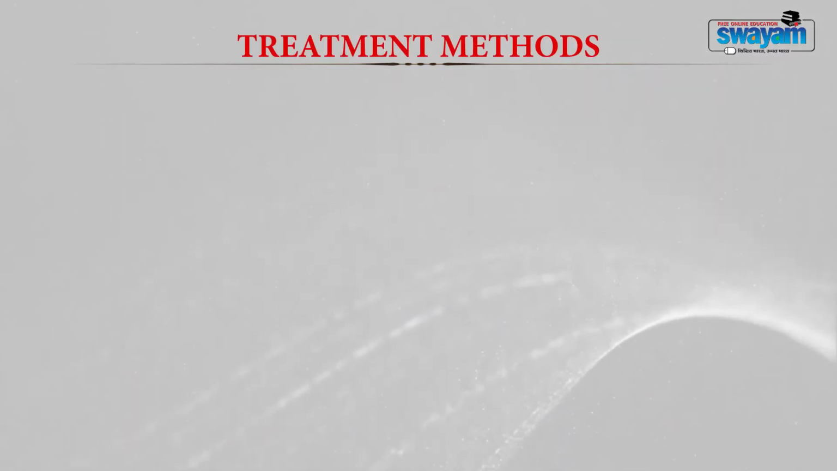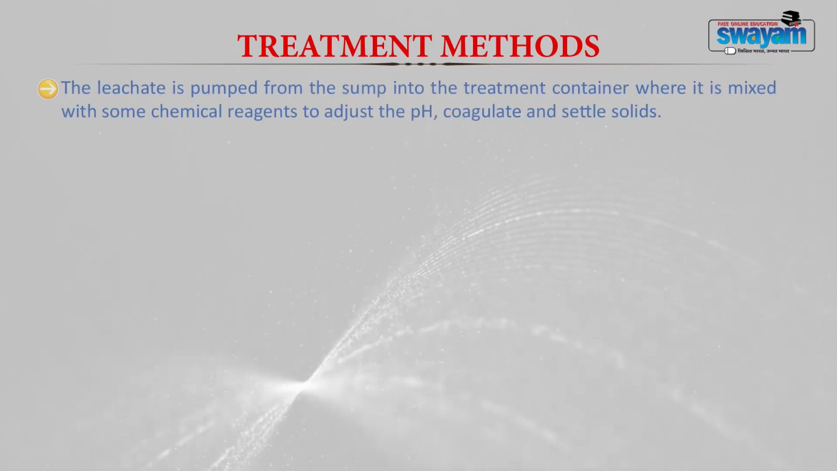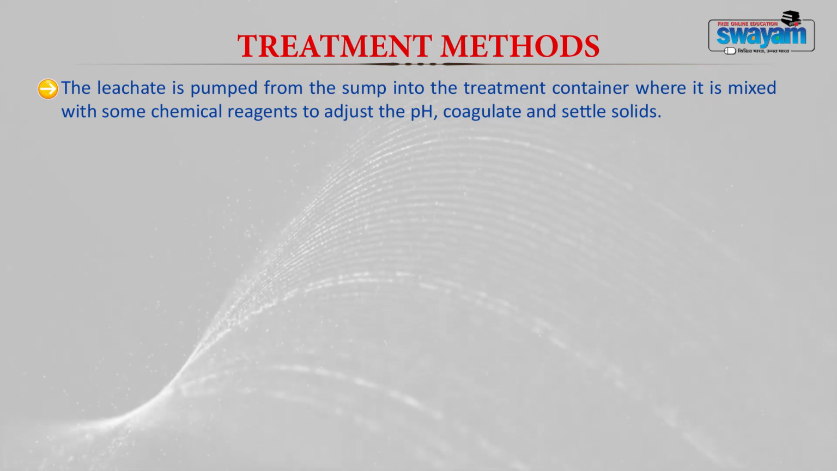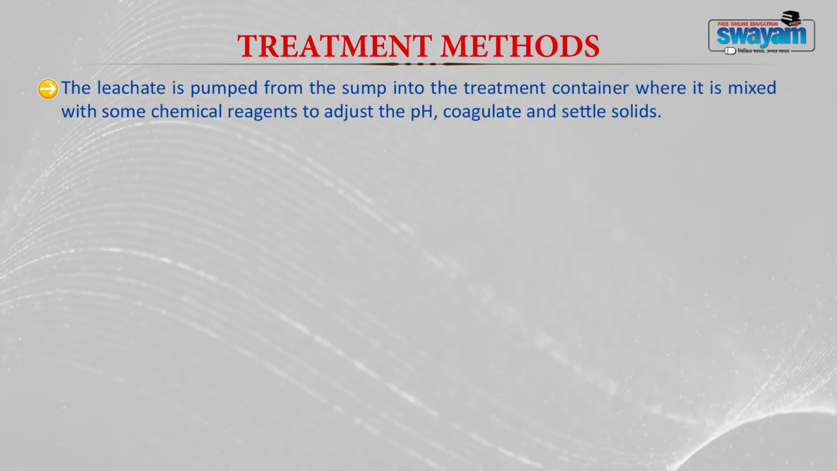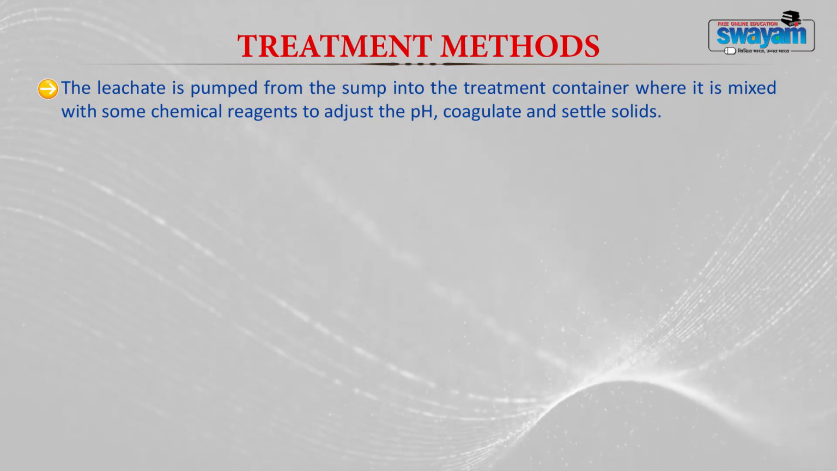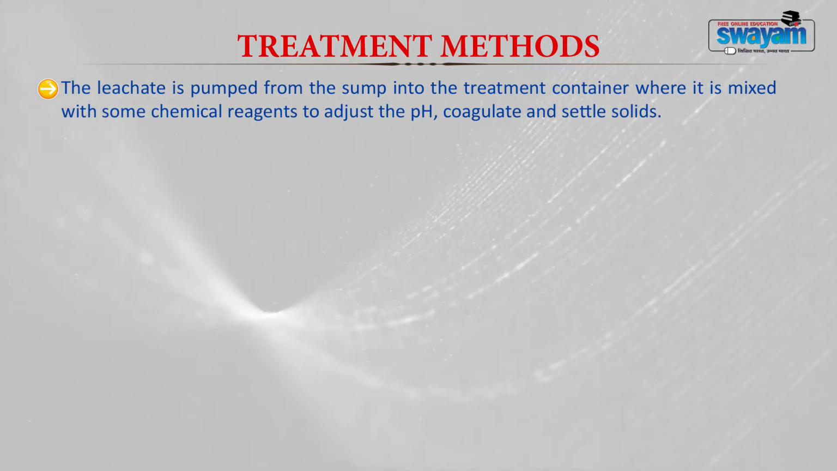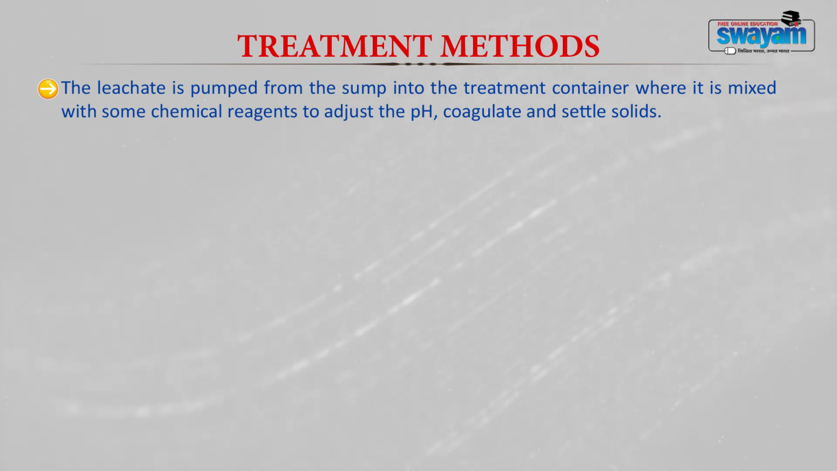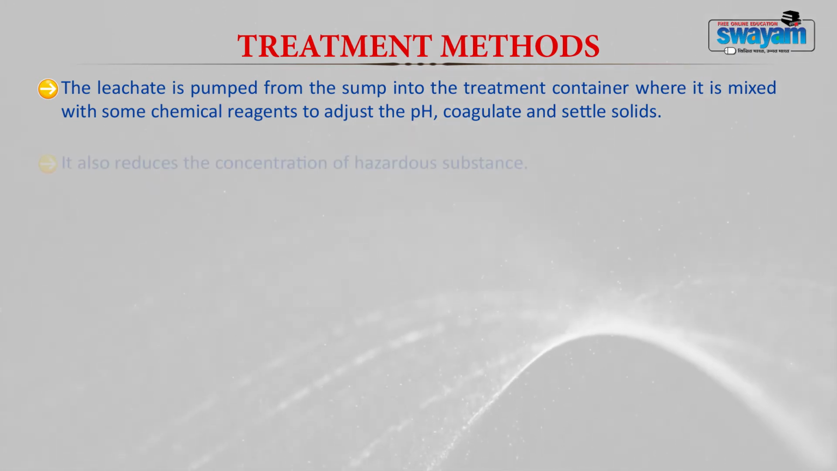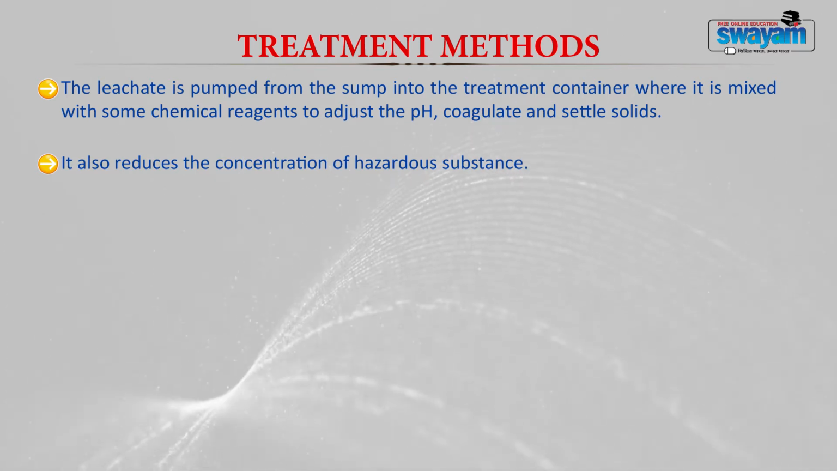Now, what are the different treatment methods that are available for your landfill leachate? The landfill leachate can be treated by both physiochemical and biological methods. Before subjecting it to any of the biological or physiochemical processes, the leachate will be collected from the sump into a treatment container and mixed with certain chemicals. Now, these chemicals are generally used to adjust the pH and coagulate and settle down the solids. This will also reduce the concentration of hazardous material that is present in the leachate.